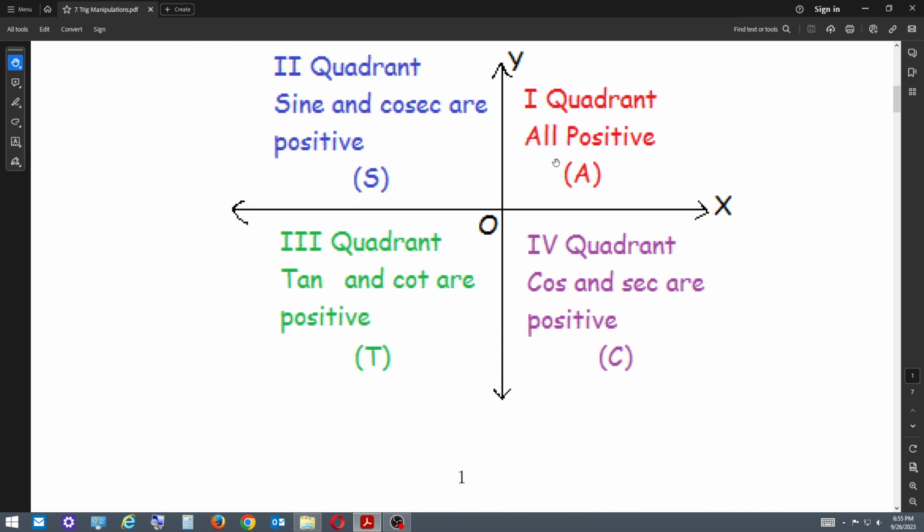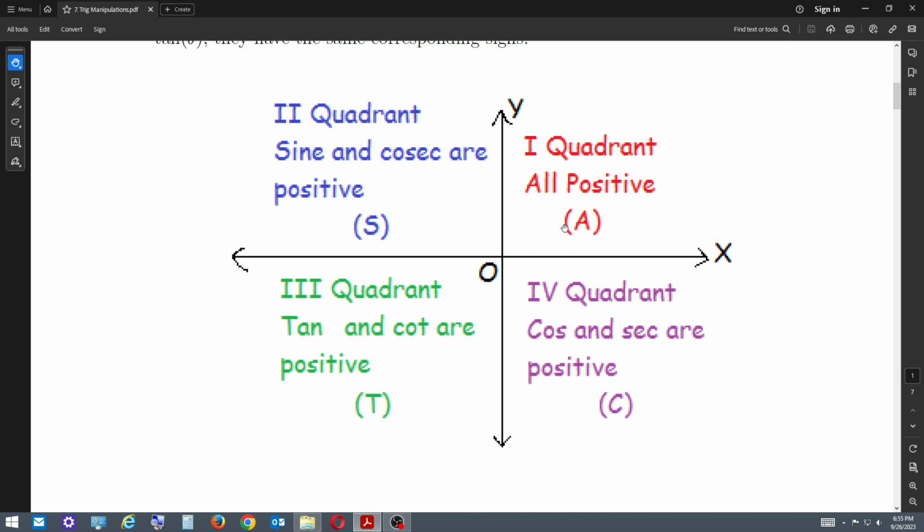Most of you may remember this trick. The trick is ASTC, right? All in the first quadrant, all are positive. Second quadrant sine, third quadrant tan, and last quadrant cosine.